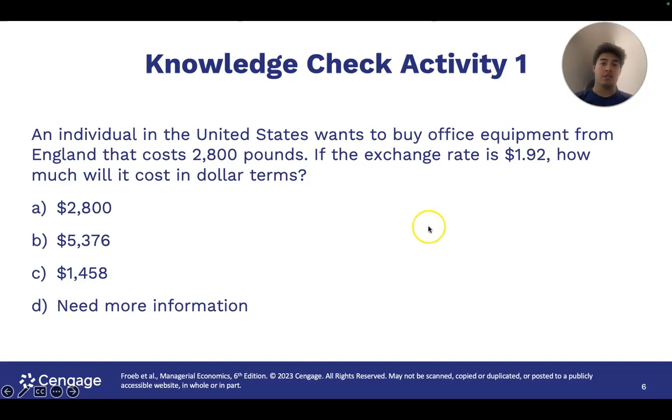$5,376. So here you can see it's kind of steep. £2,800 and the US dollar is $5,376. That's a big exchange rate.